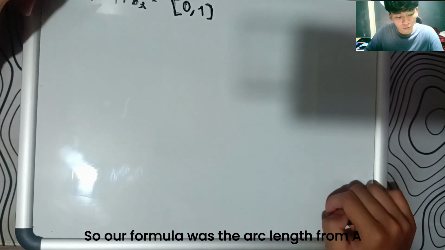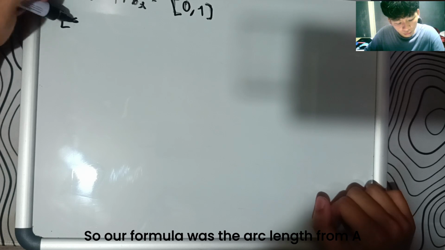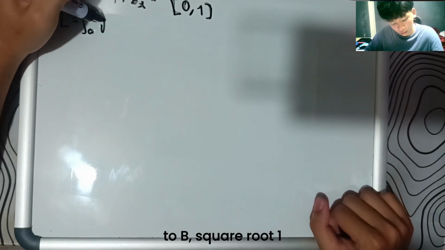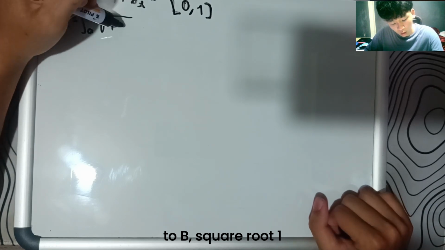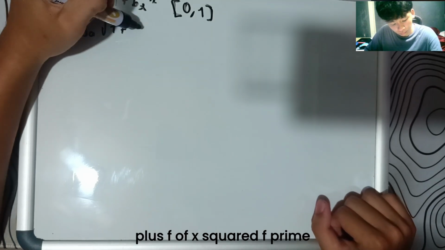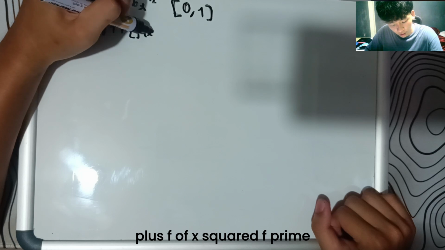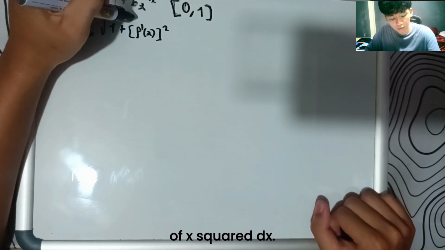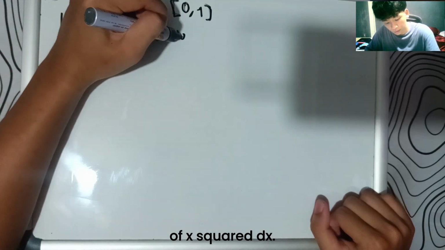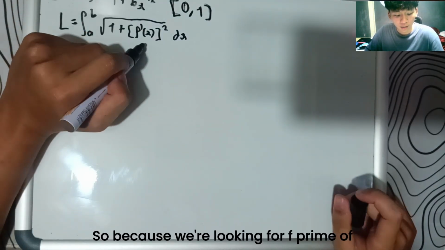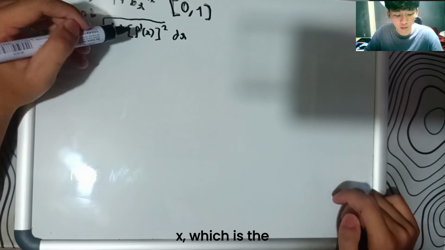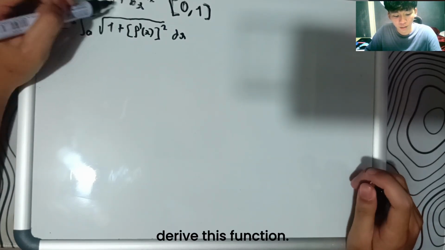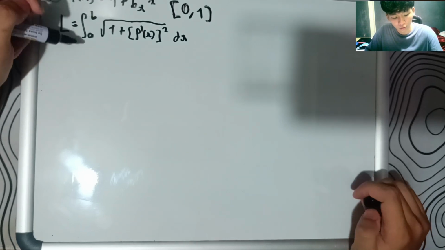So our formula was the arc length from a to b, square root of 1 plus f prime of x squared dx. Now because we're looking for f prime of x, which is the derivative of this, we need to derive this function.